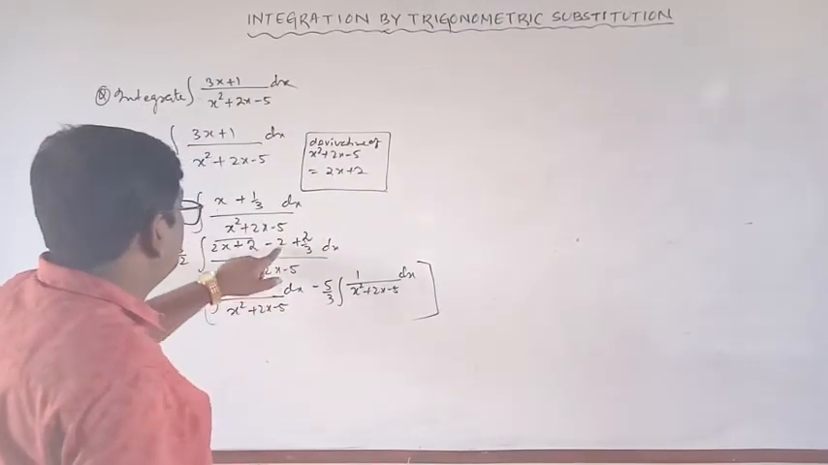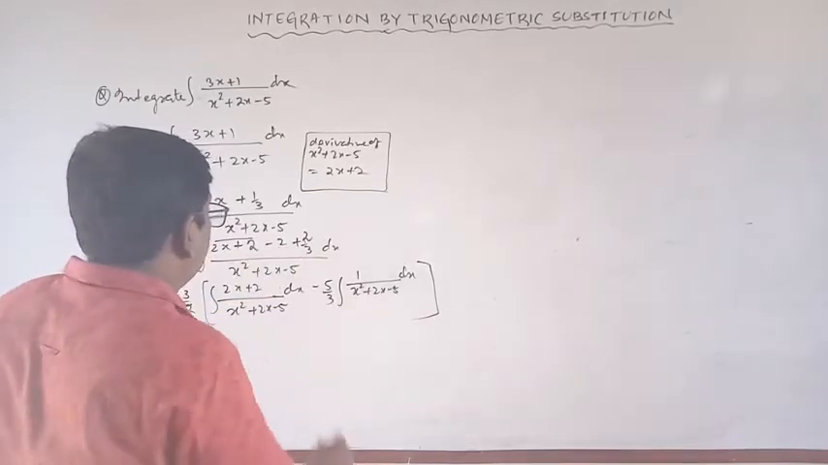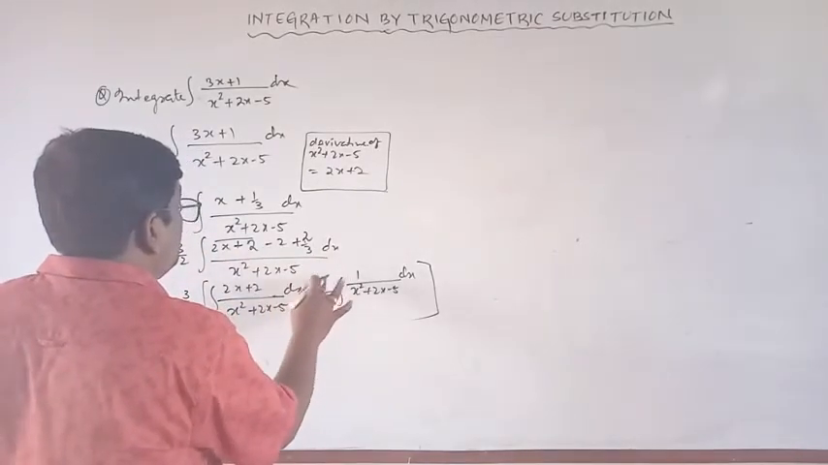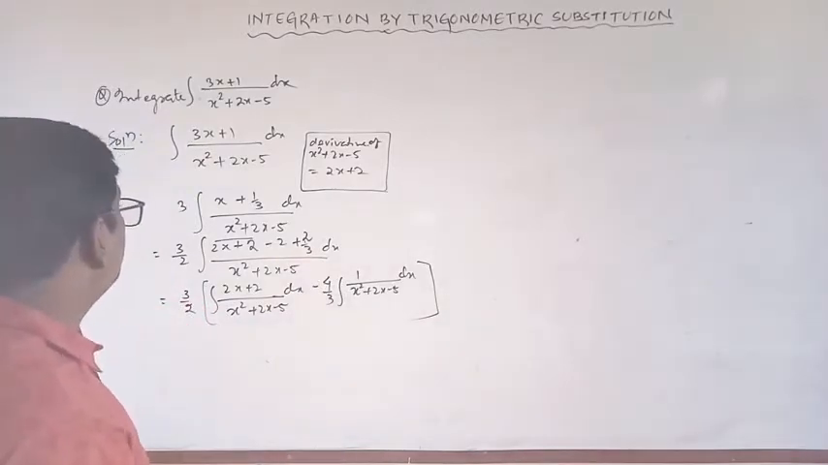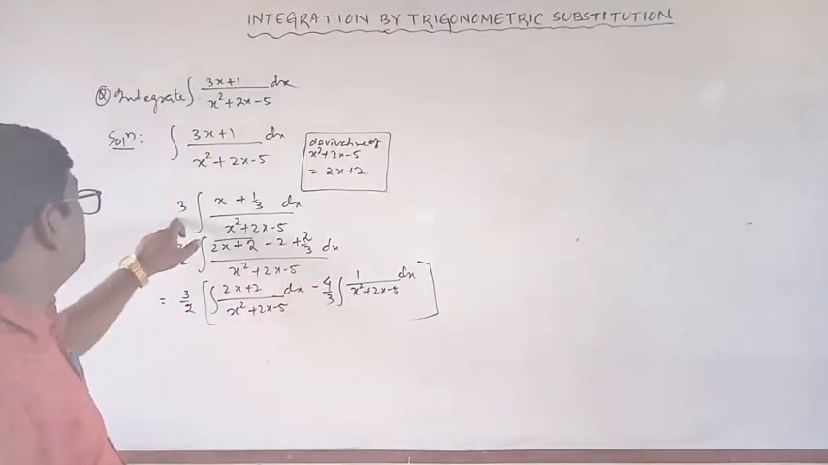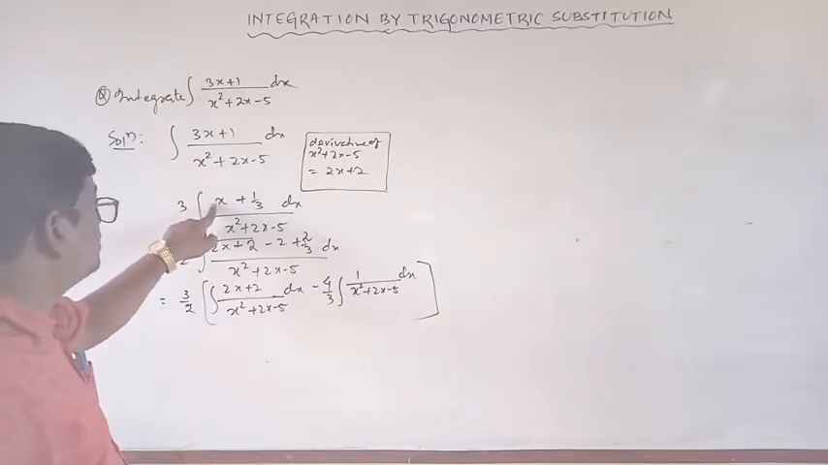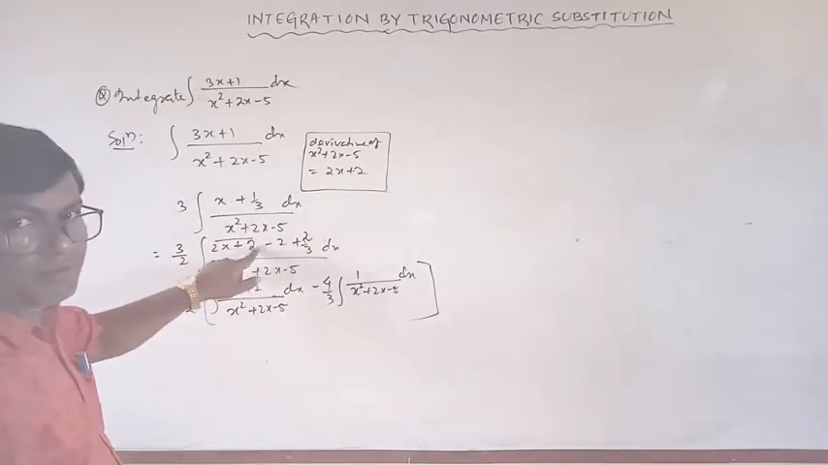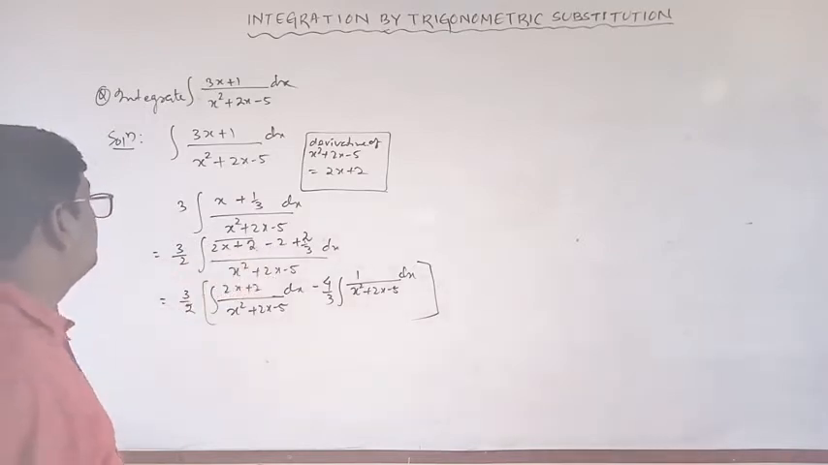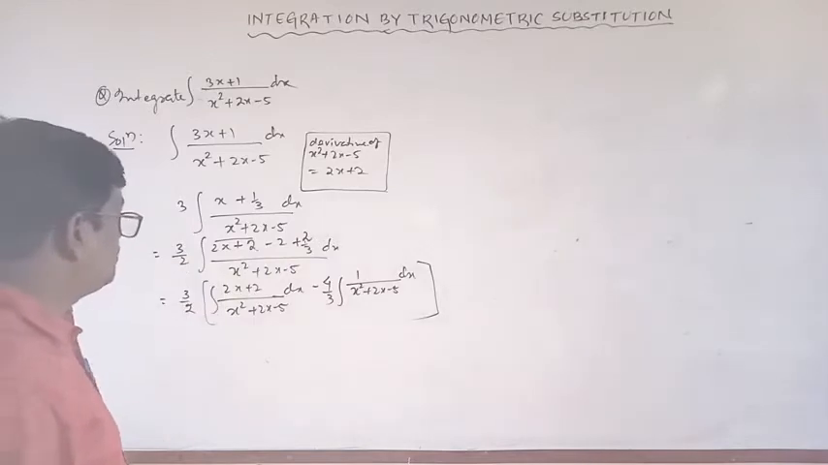2 by 3 means this is minus 6, and this is minus 6 plus 2. This is minus 4 by 3. Correct? Because 3 by 2 here, divide by 2 and multiply by 2x plus 2 by 3. Okay? So here we just get the derivative of the x square plus 2x minus 5.